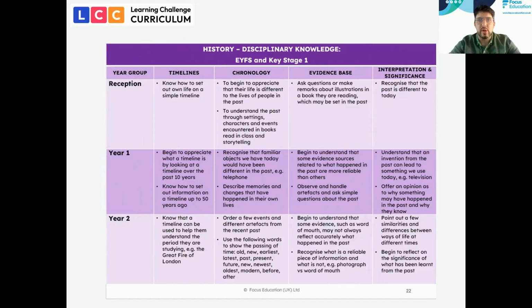So the disciplinary knowledge is the knowledge that makes the children historians. It's not specific to one unit. It's knowledge that they will develop across the year, and we've mapped this out for you for each year group.